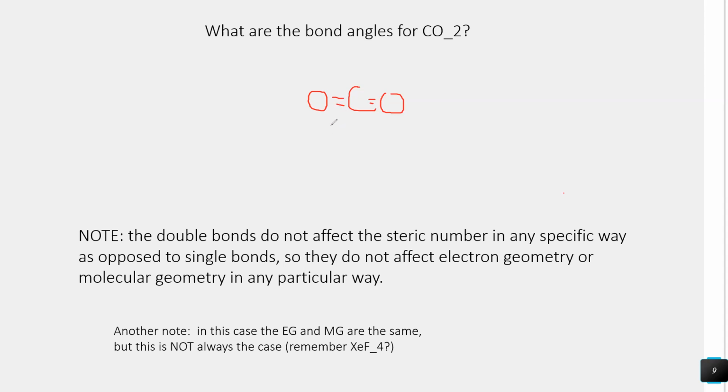Another note is that in this case, the electron geometry was linear, as was the molecular geometry, but that's not always the case. To recognize that, we can just think back to the xenon example, in which the electron geometry was octahedral and molecular geometry was square planar.